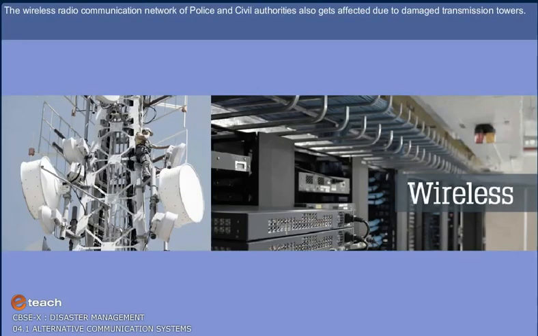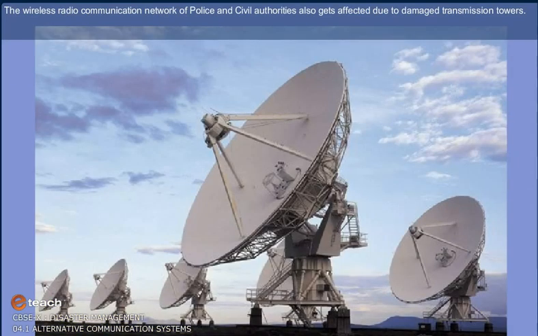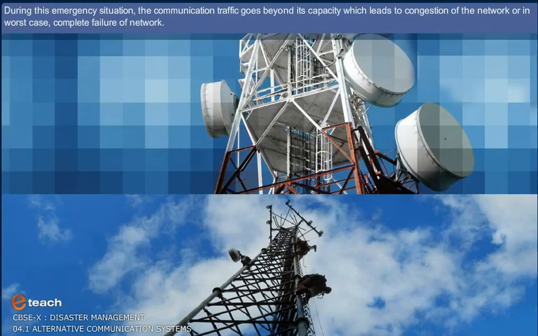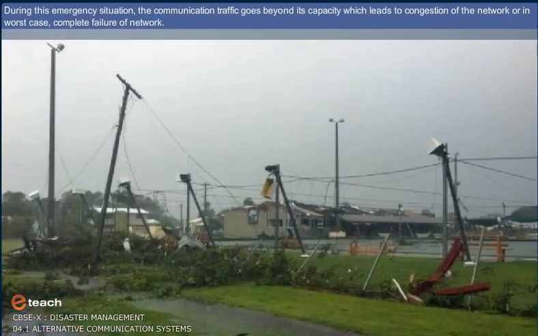The wireless radio communication network of police and civil authorities also gets affected due to damaged transmission towers. During this emergency situation, the communication traffic goes beyond its capacity, which leads to congestion of the network or in worst case, complete failure of network.